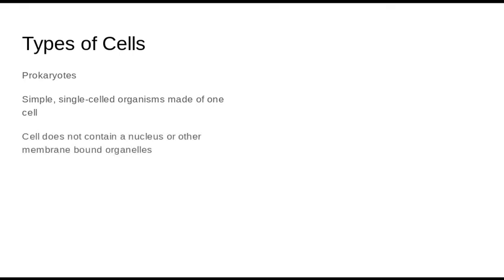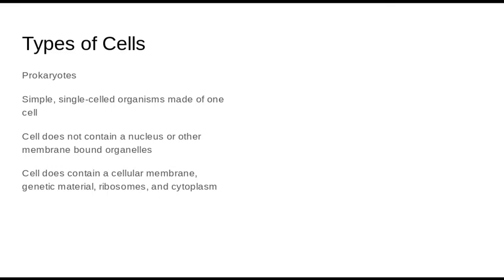We basically have two types of cells. We have prokaryotic cells, or prokaryotes. These organisms are simple, made of a single cell. The cell does not contain a nucleus or other membrane-bound organelles. It does contain a cell membrane, genetic material, ribosomes, and cytoplasm. And do understand that ribosomes are not membrane-bound organelles, and that is why they can fall into this category. These cells tend to be smaller, which makes sense since there's not as much stuff inside of them. The kingdoms that fall under prokaryotes include bacteria and archaea.